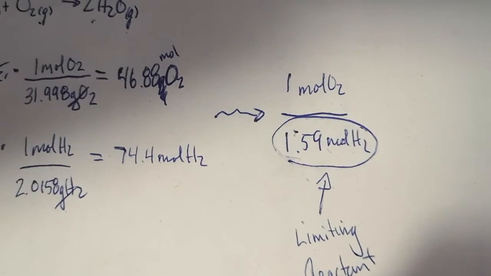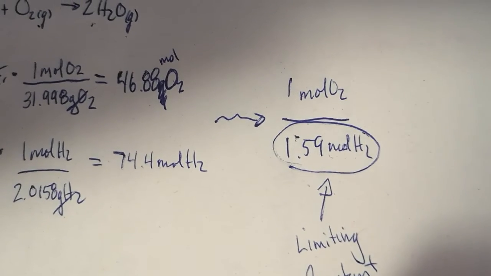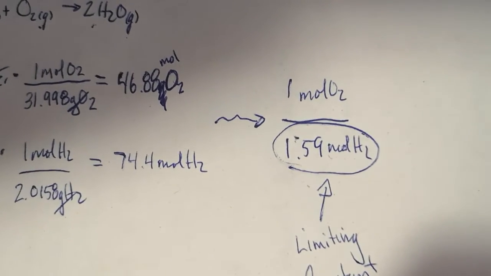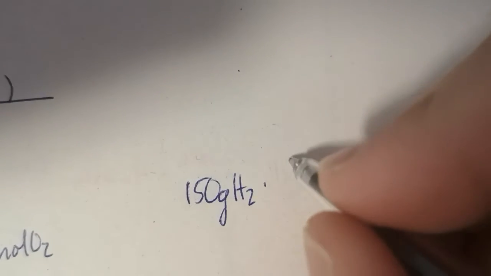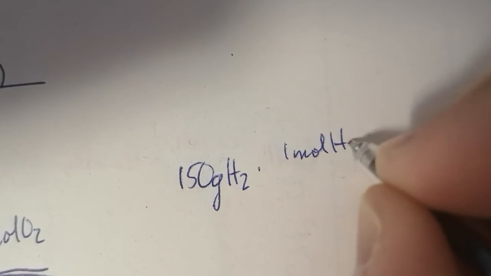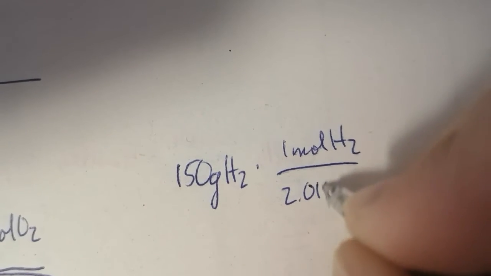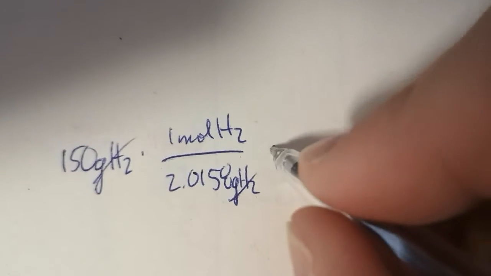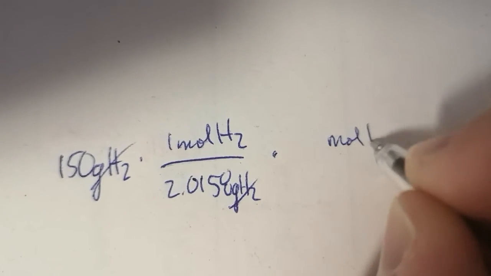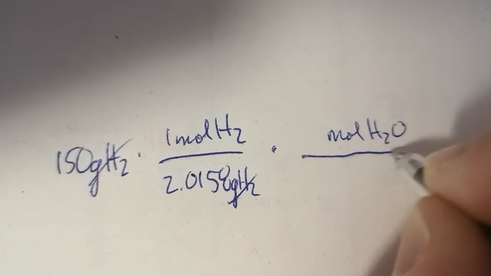Once you've figured out what your limiting reactant is, you can then proceed to answer the question, which is how many grams of water can form? We're going to use our limiting reactant of hydrogen for this calculation. So let's look. We get 150 grams of hydrogen. Our first step, convert it to moles of hydrogen. Next step, once we've converted grams into moles of hydrogen, we're going to solve for moles of water, our product.